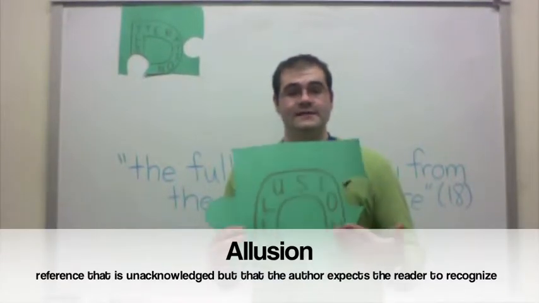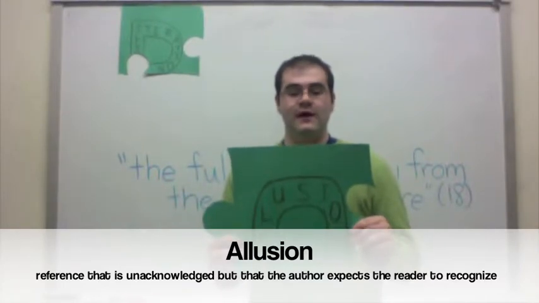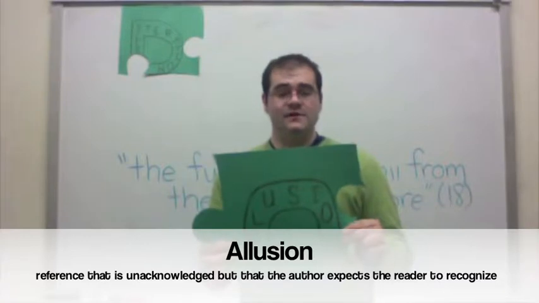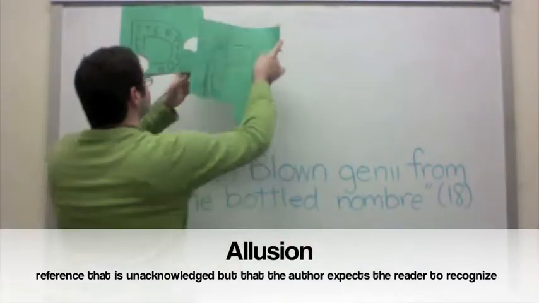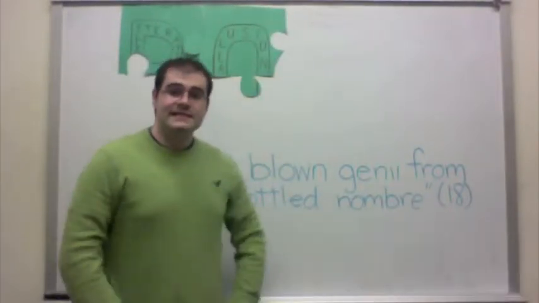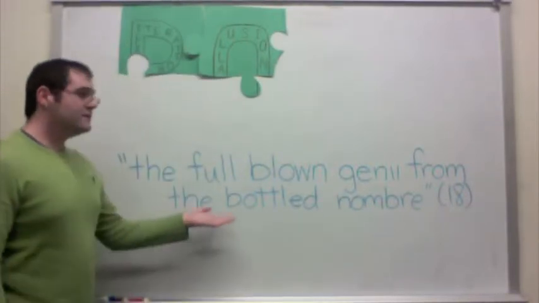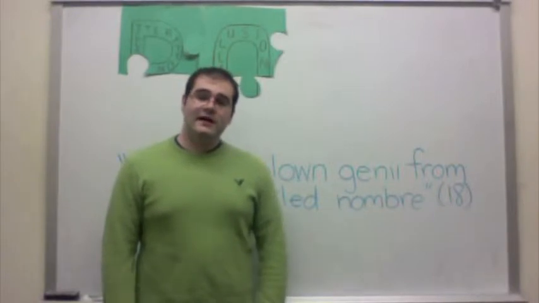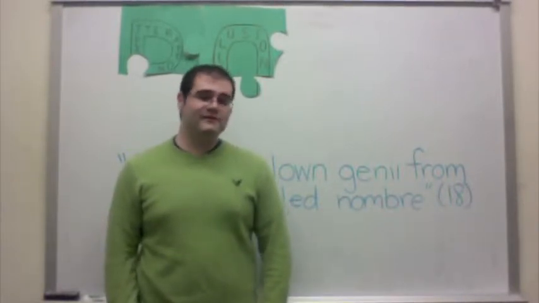The next term is allusion. An allusion is an indirect reference, often to a person, event, statement, or theme, that serves to enrich the purpose of a work. In Bilingual Sestina, an allusion is found in line 18, "the full-blown genie from the bottle Nombra," and it is important because of the connotations that a genie carries over from the Arabic tradition in which it is originally found.